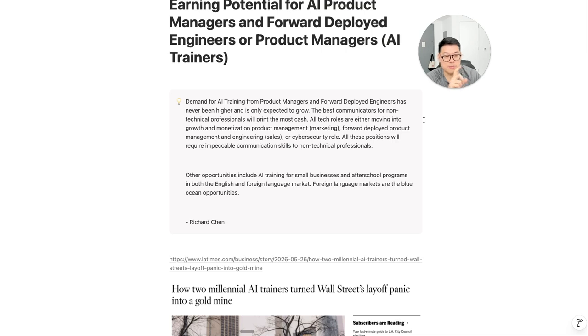All tech roles, mark my words, are either moving into growth and monetization product management, which is effectively going to be a marketing role, or they're going to move into a forward deployed product management or engineering role, which is effectively a sales role or a cybersecurity role. All these positions will require impeccable communication skills to non-technical professionals.